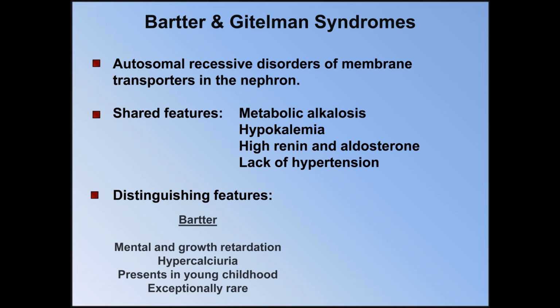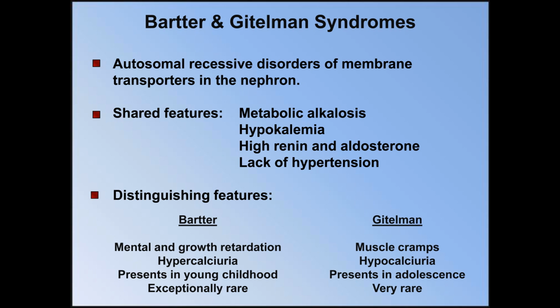Patients with Bartter syndrome frequently have mental and growth retardation and hypercalciuria. It usually presents in young childhood and is exceptionally rare. Patients with Gitelman syndrome have a predominant complaint of muscle cramps and are hypocalciuric. Gitelman syndrome presents in adolescence and is very rare, but not as much so as Bartter.